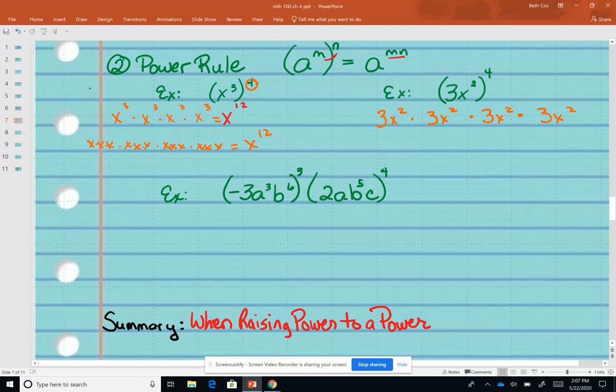So that would be 3 of those, or 3 to the 4th, and then x, 1, 2, I think there's 8 of them. Yeah, so x to the 8th. So that would be 3 to the 4th, x to the 8th. And now 3 to the 4th, if you remember on a previous slide, it's 81. So this will be 81 x to the 8th.